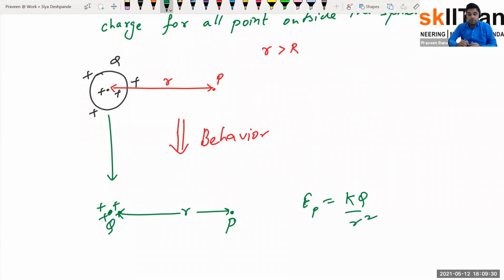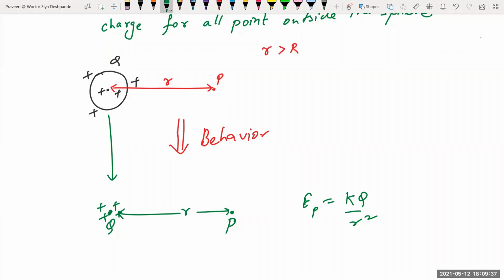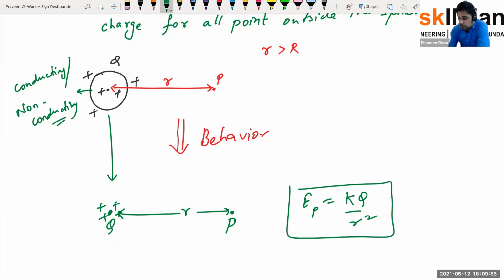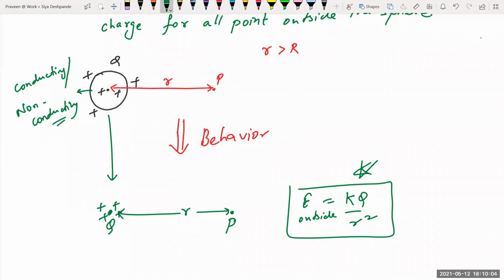KQ over R square. So you see, the spherical charge also behaves as a point charge if the calculations are for the outside points. So if this charge is conducting as well as non-conducting, it won't matter. The electric field at an outside point will be KQ over R square. So please remember this for the later calculations.